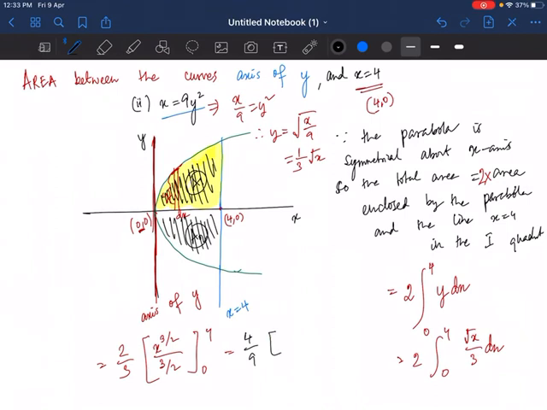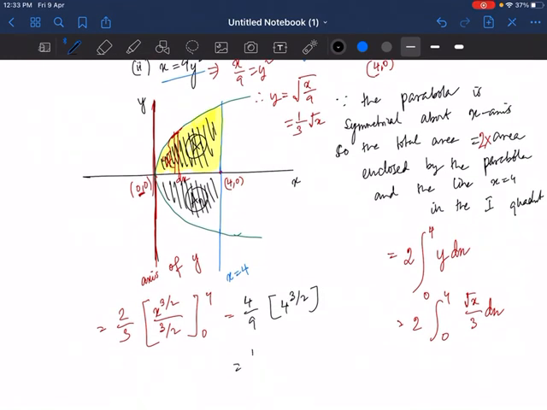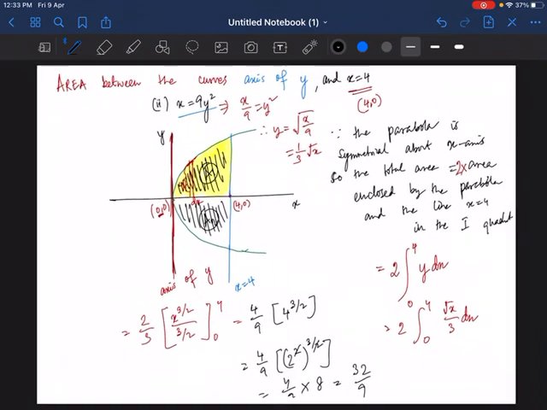And in place of x, if I write 4, so 4 to the power 3 by 2, and 0 I don't need to write. So we have 4 by 9. This is your 2 square, 3 by 2. So this 2 gets cancelled. We have 4 by 9 into 8. That's coming out to be 32 by 9. So that's how we solve this problem.